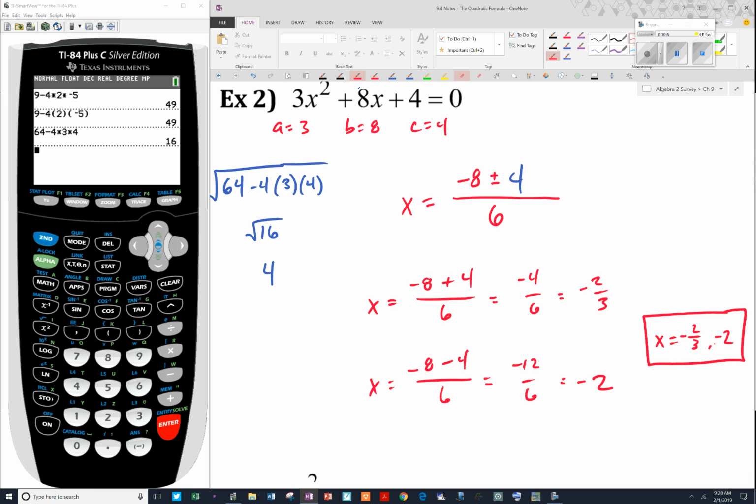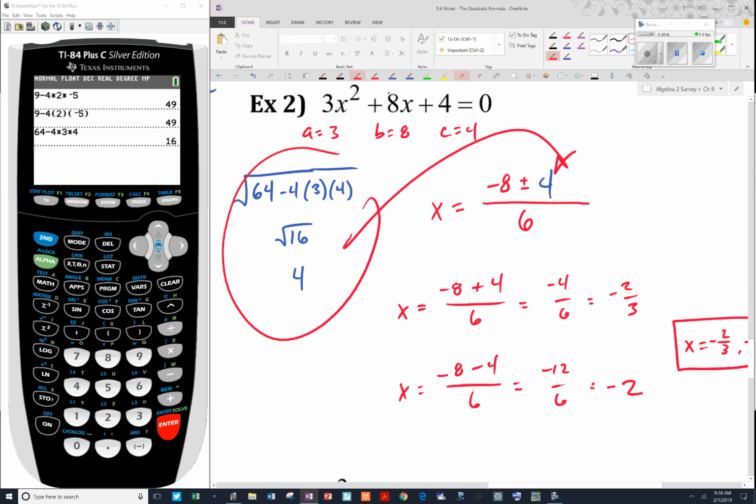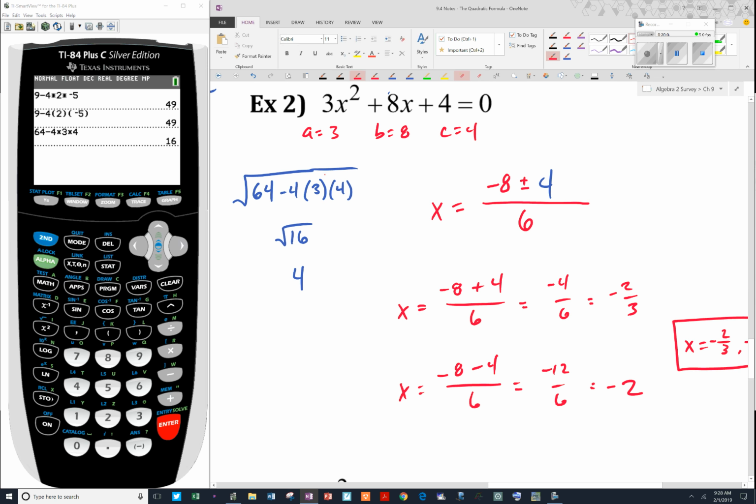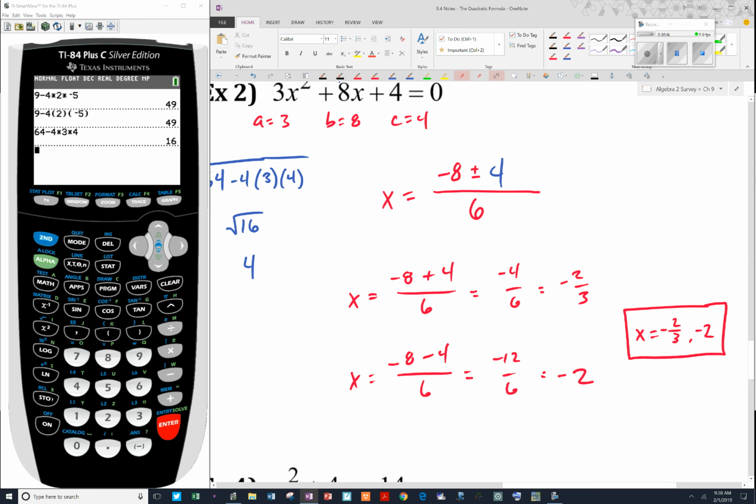I don't know. I've never really done a scientific poll or anything to see if students like this way better, but I think it's less work by doing this first and then just plopping it in. I mean, if you want to rewrite that whole formula every single time, that's up to you, but I think this is a little bit more efficient.